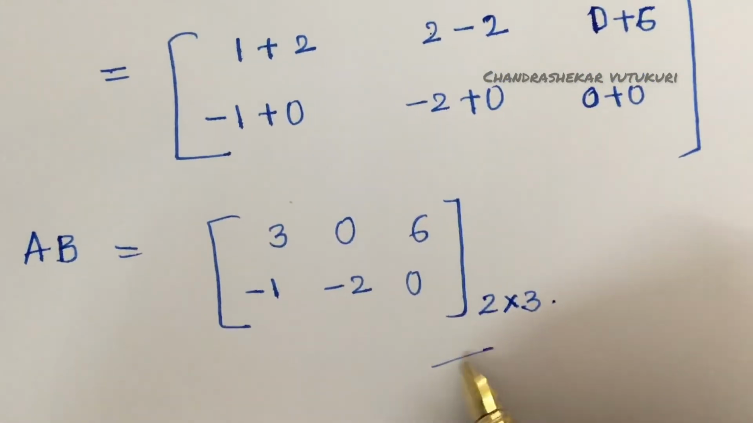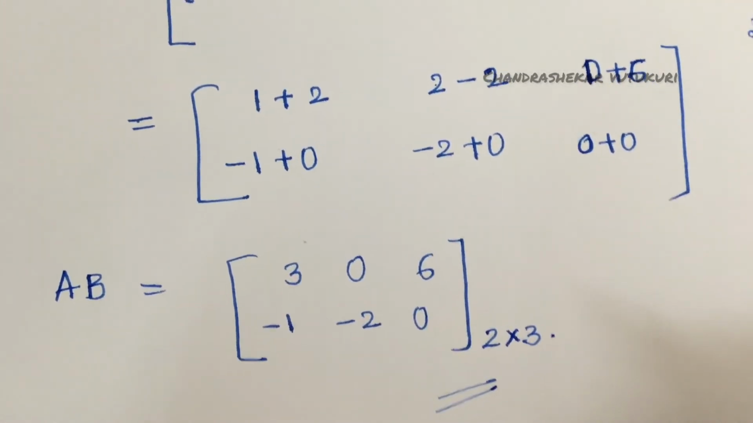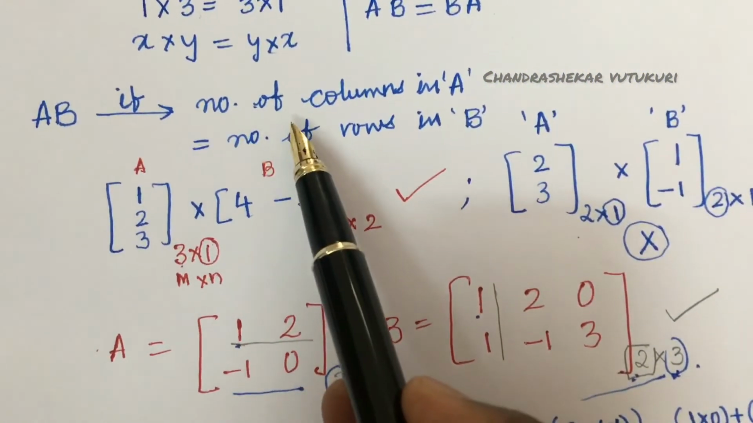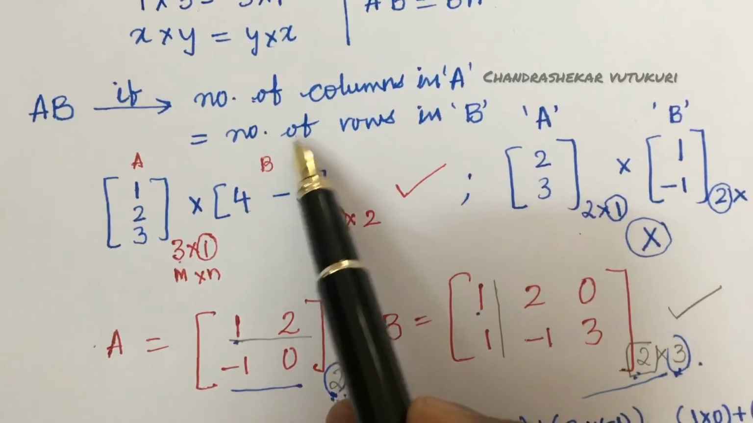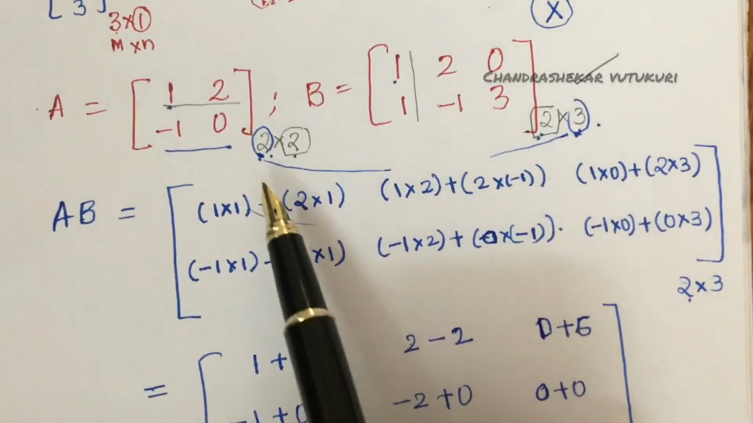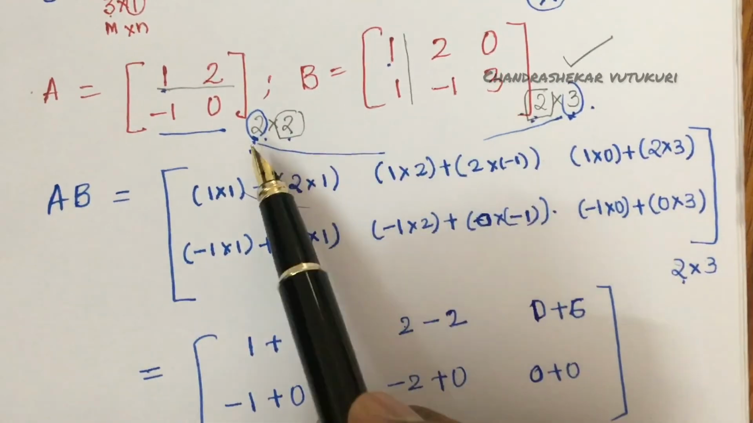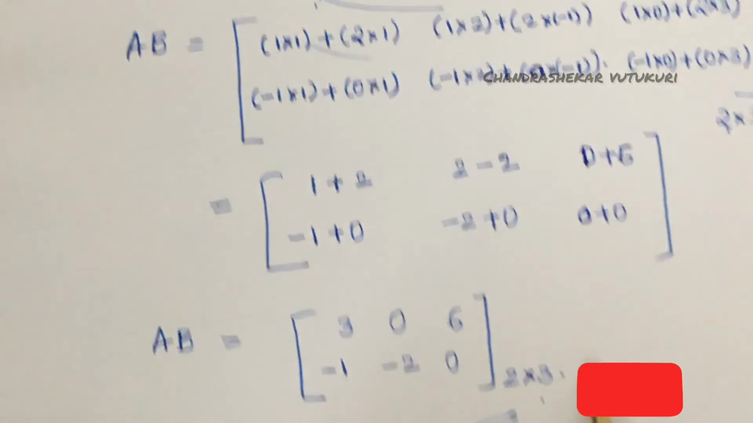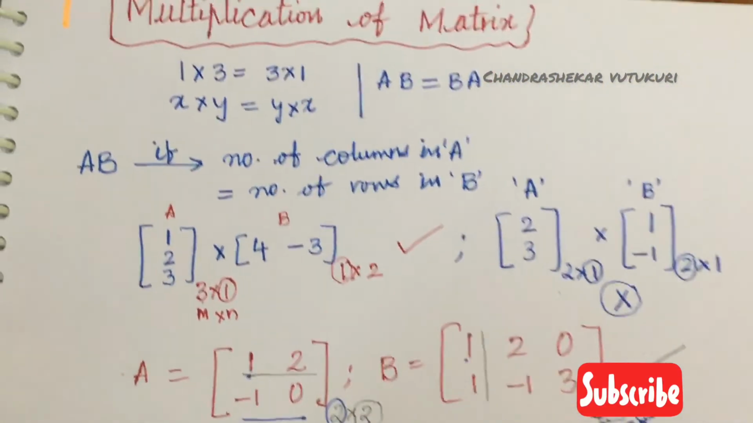I hope you are clear with the concept of multiplication of matrices: checking the compatibility first, that is the number of columns to be equal to the number of rows, and cross checking the multiplication, the first and fourth elements being the final product of the matrix. This is how you are supposed to work out the multiplication of matrices.